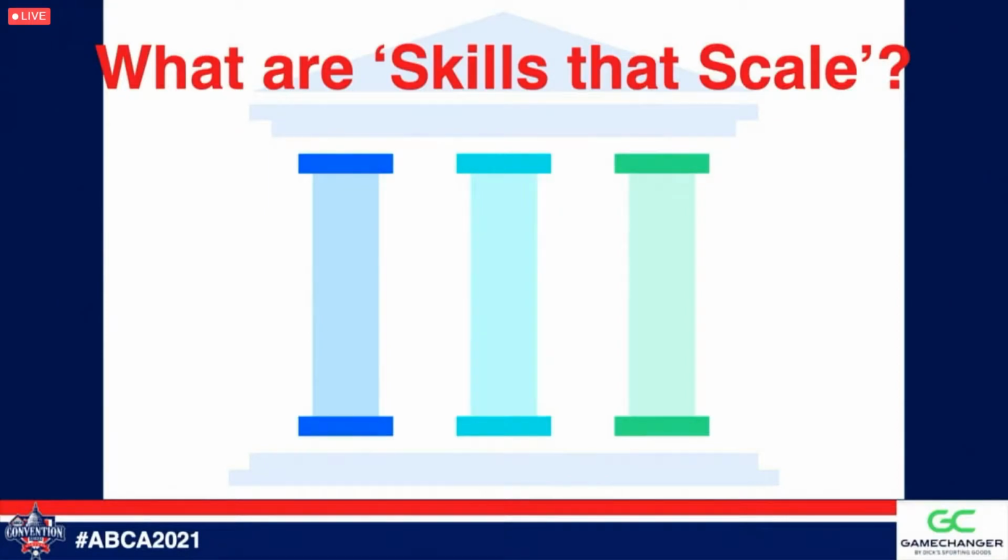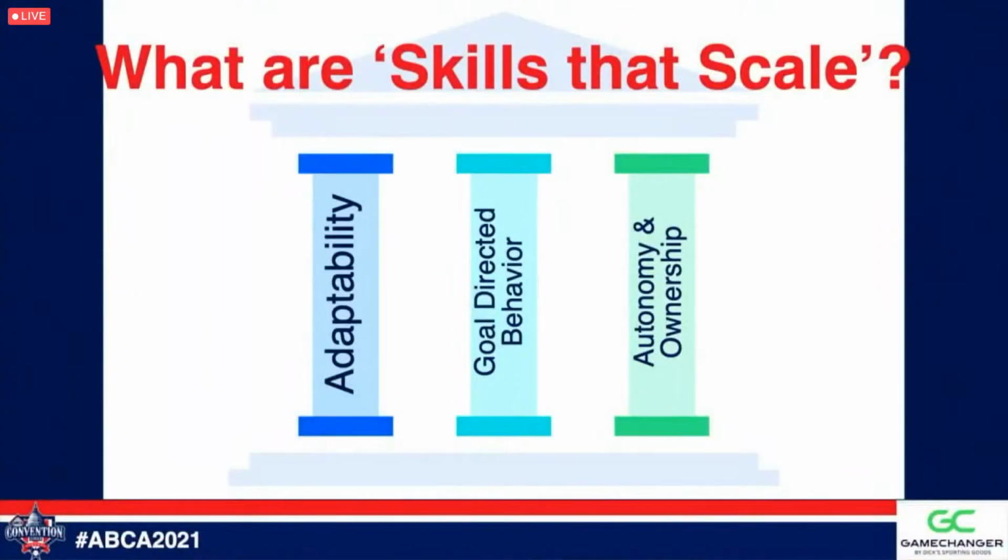So when we talk about skills that scale, to me, it's not about trying to teach a young athlete the same mechanics that are being used at the professional level. That'd be like trying to teach our square player how to roll. He's not going to have success right now, and it's going to be a struggle for him. So to me, the skills that scale are things like adaptability, goal-directed behavior, and autonomy and ownership.